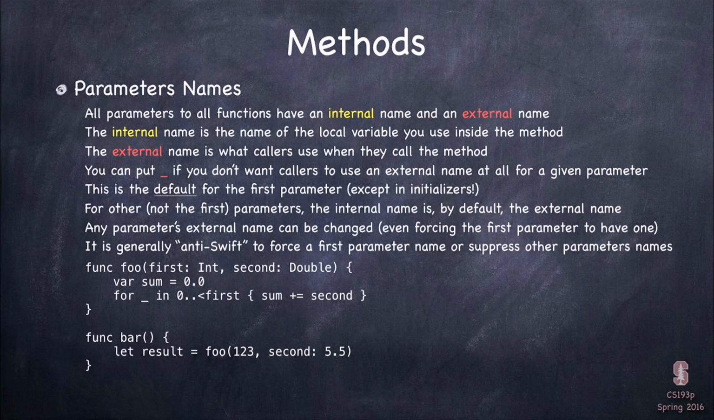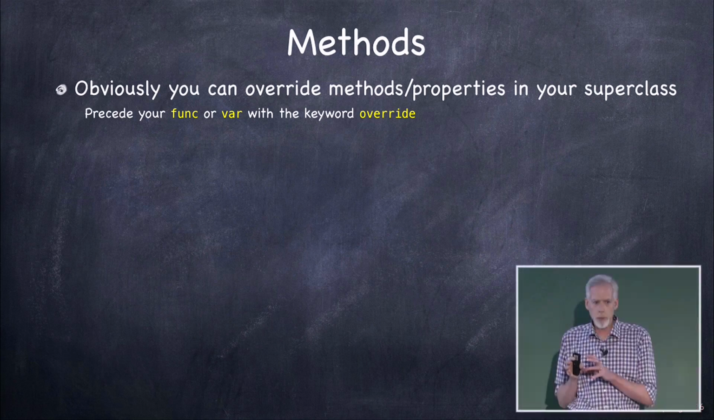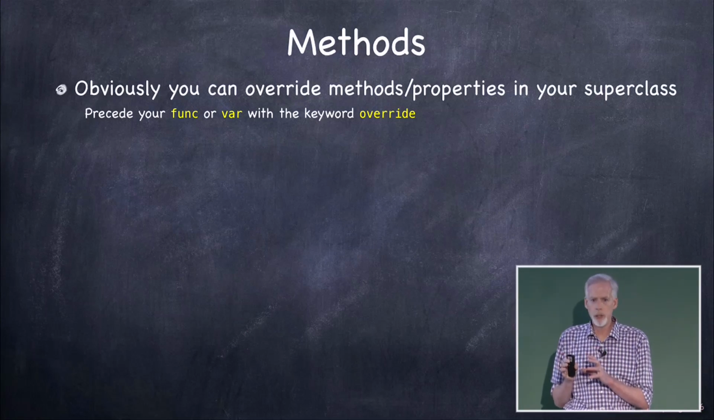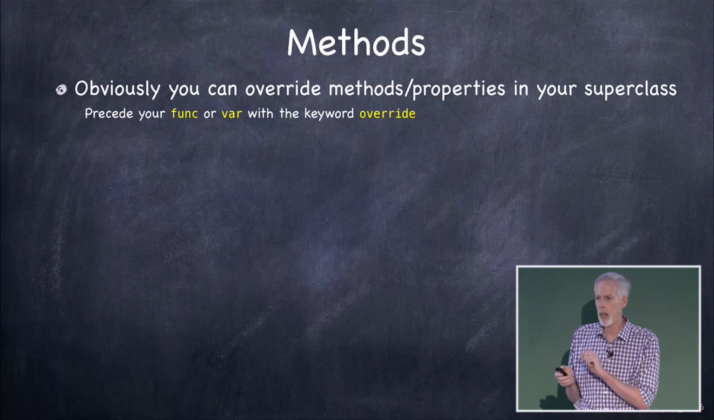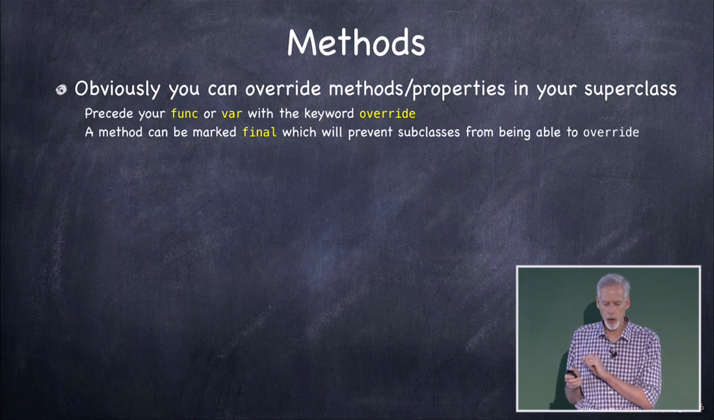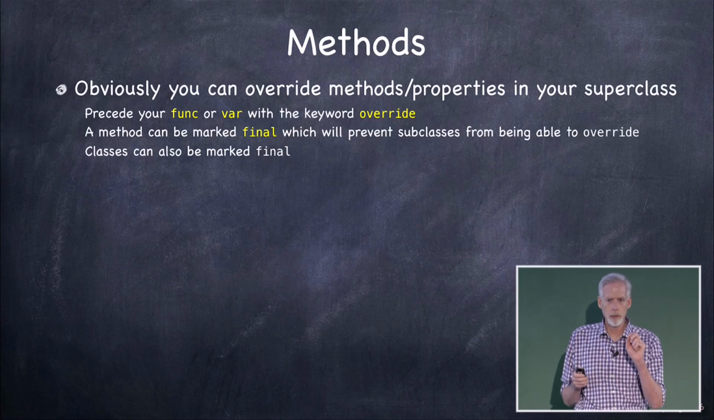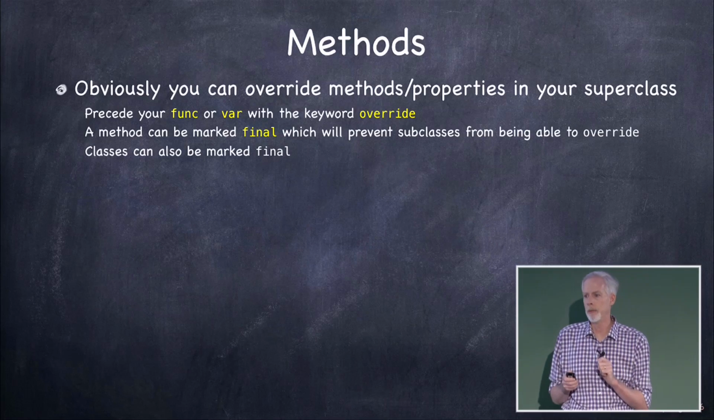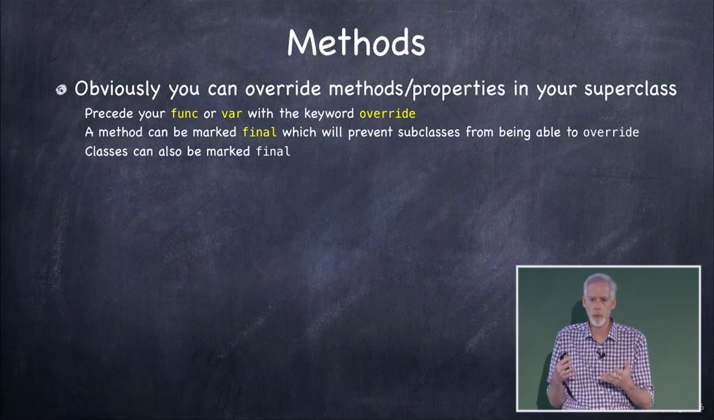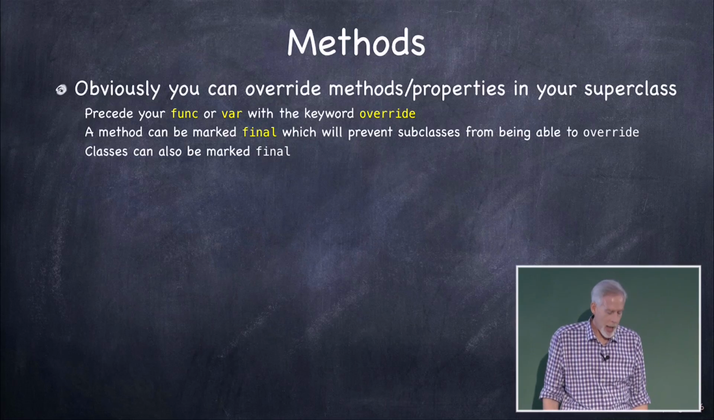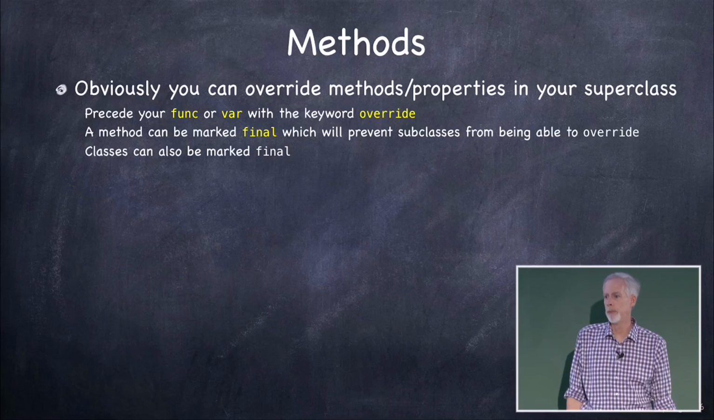Now, methods are obviously overridable. This is object-oriented programming. The way you do it, you just put the word override in front of the func or var. Both properties and functions can be overridden. It is possible to mark a method or a property final, in which case no one can subclass it. A subclass can't say override on that thing. The compiler won't let them. You can also mark an entire class final, and then the whole thing is not subclassable.